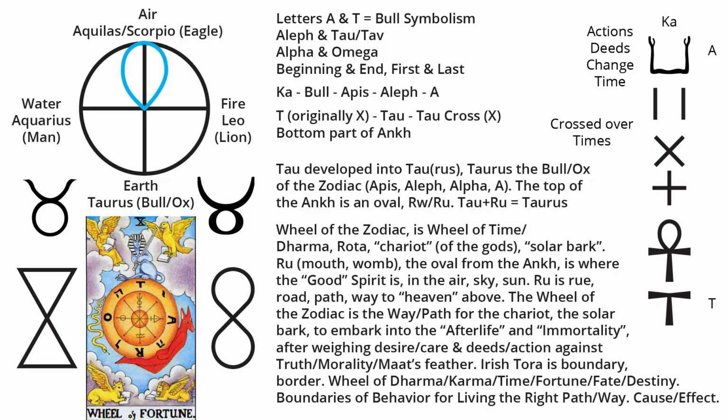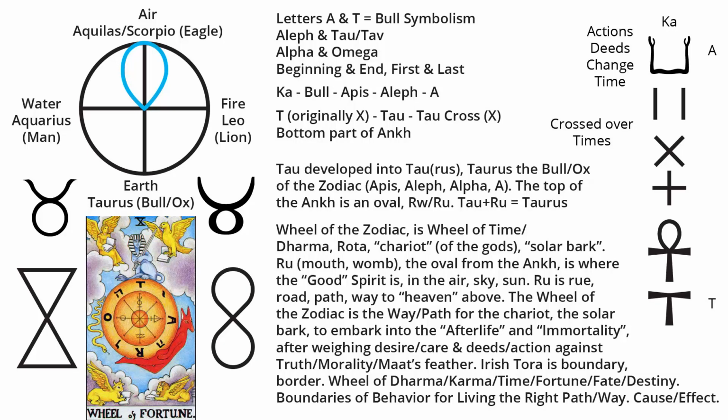So Tau and Ru, the Tau cross and the Ru oval joined together make the Ankh, but that's also Tauro, Taurus, and you'll see that the Ankh, the shape, comes from the thoracic vertebrae of the Taurus animal, the bull or the cow. So all of this symbolism comes from the bull. It comes from animals, it comes from reality. We're trying to express understandings that we can conceive of.